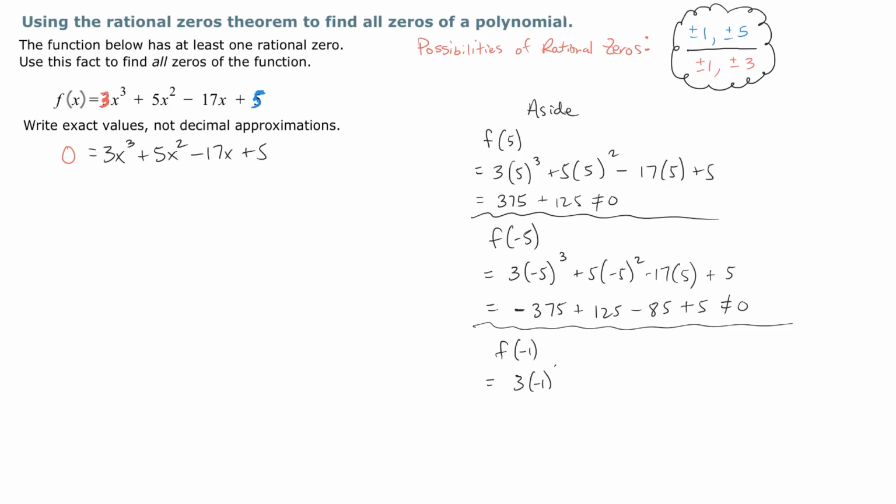3 times -1 raised to the third plus 5 times -1 squared minus 17 times -1 plus 5. -3 plus 5. Plus 17. So that's 19 plus 5. This is going to be 24. I mean, not 0.